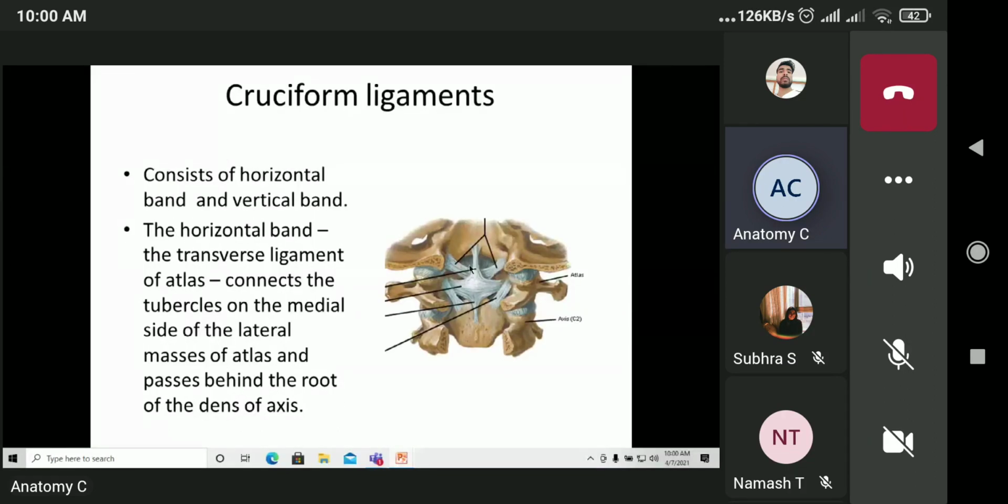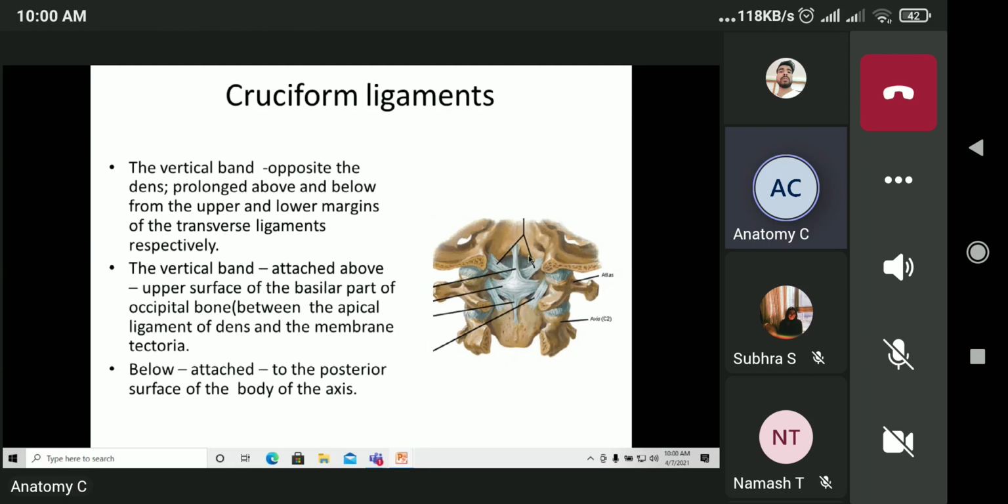Cruciform ligament. It consists of a horizontal band and a vertical band. This is the cruciate or cruciform ligament. The horizontal band is the transverse ligament of the atlas. It connects the tubercle on the medial side of the lateral mass of the atlas, behind the root of the dens of the axis.